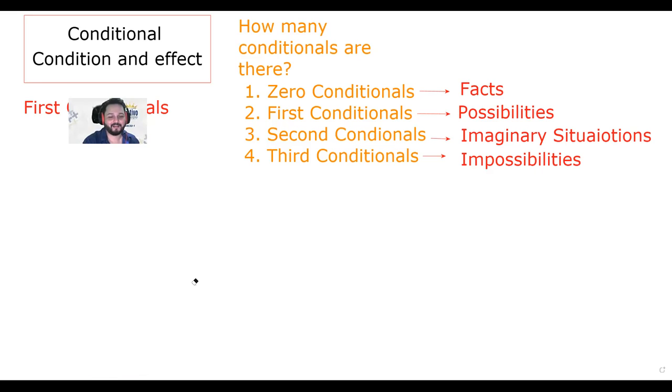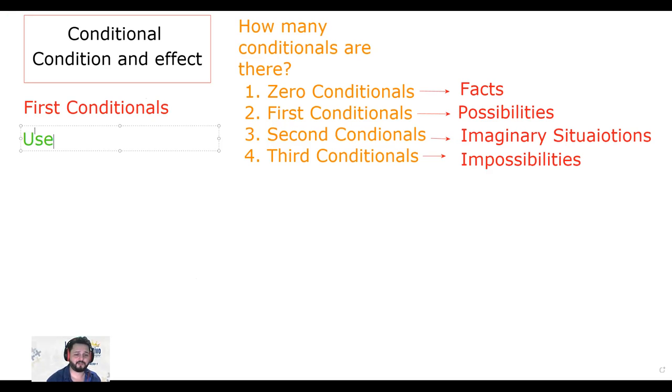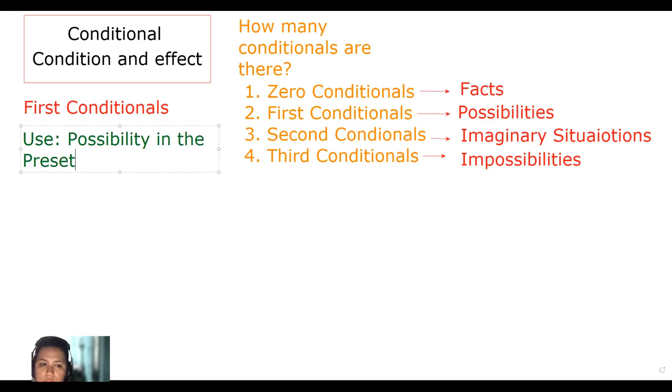All right, very good. So first conditional, guys, let's talk about the usage. So we use first conditionals to talk about possibility in the present or future, okay? What do we use first conditionals for, guys? To talk about what? Possibilities in the present or the future, okay? Very good.